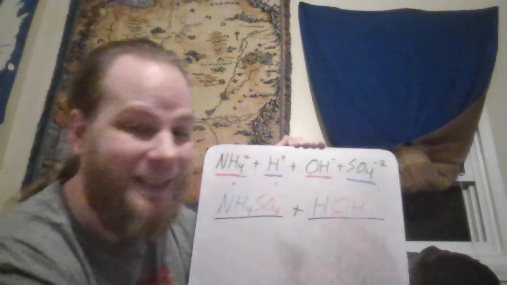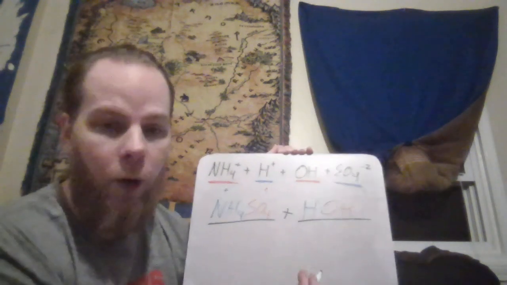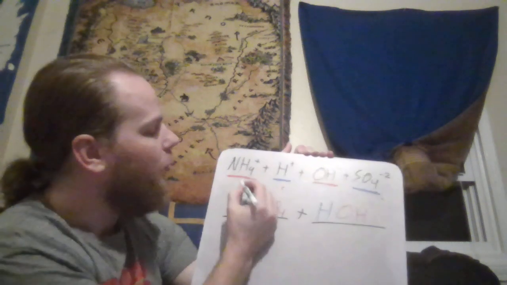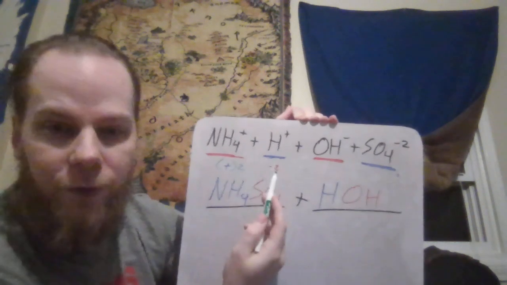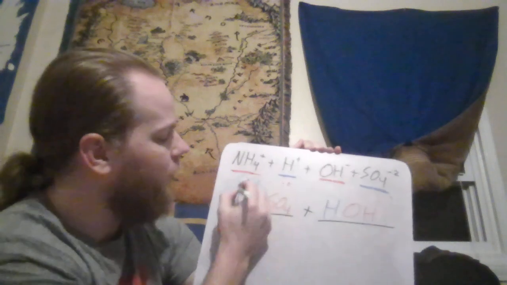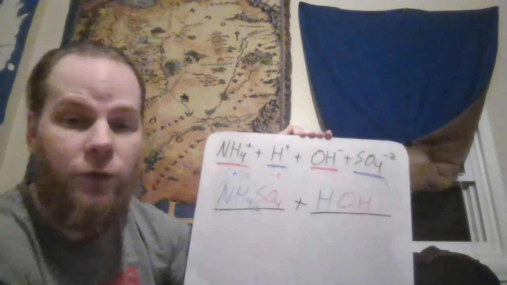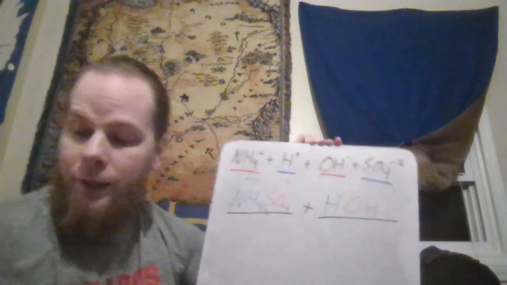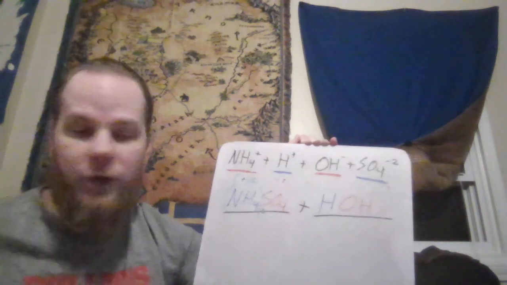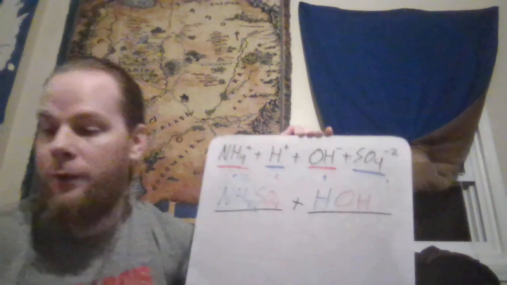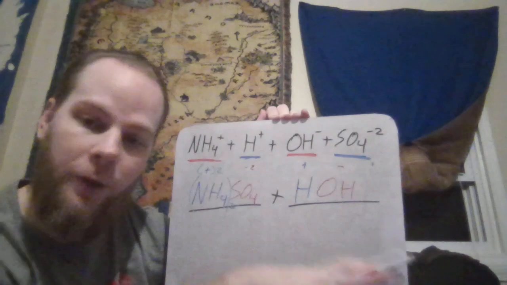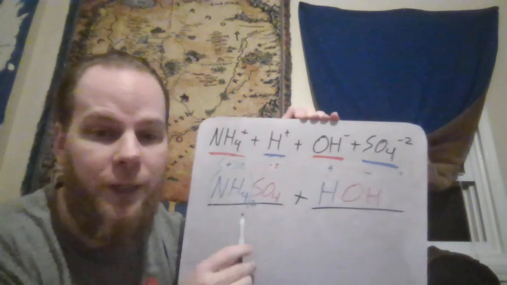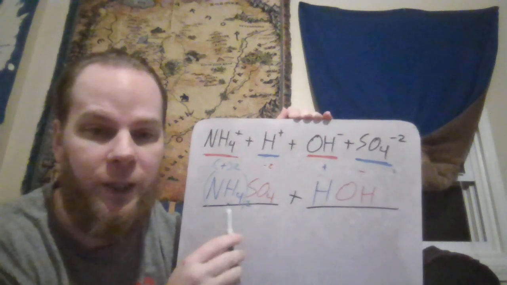That means we need to charge balance this. Now, if swap them and drop them makes sense to you, that's what you do. Otherwise, we need 2 of these in order to get +2 and cancel the -2. So we need to put parentheses around NH4 and add a 2 subscript. Okay, now for hydrogen and hydroxide, the charge of hydrogen is +1. The charge of hydroxide is -1. Those cancel, no subscripts needed. By the way, you only add parentheses if you're adding a subscript to a polyatomic ion.